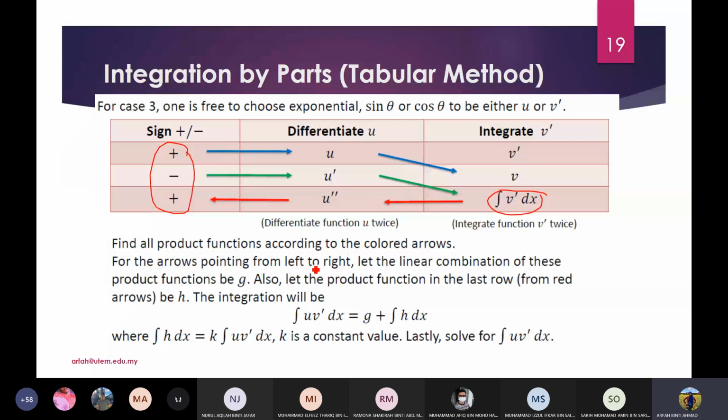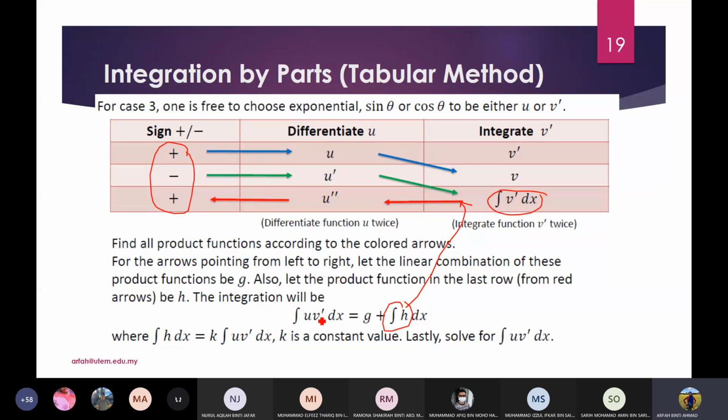For the rows pointing from left to right, the linear combination of this product function B, G, meaning that plus U darab V minus U prime darab integration of V prime. Also the left, let the product function in the last row from red arrows B and H. So this one adalah daripada yang H, meaning that integration bagi V prime darabkan dengan U double prime.